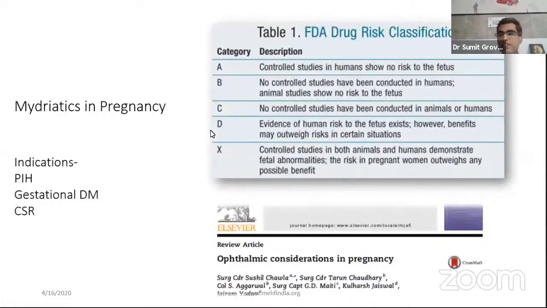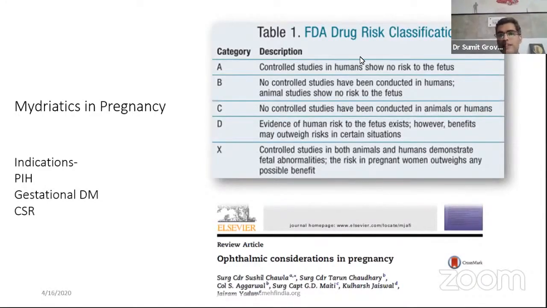The other special circumstance is mydriatics in pregnancy. We all know that indications in pregnancy are pregnancy-induced hypertension, gestational diabetes mellitus, CSR, and in fact, macular edema is much more common during pregnancy. And those who work in a hospital setting may find that referrals come from the obstetric department routinely for the fundus examination of the pregnant female.